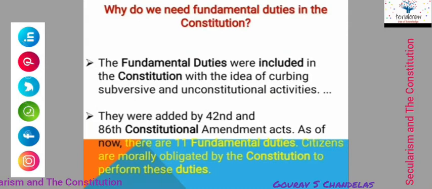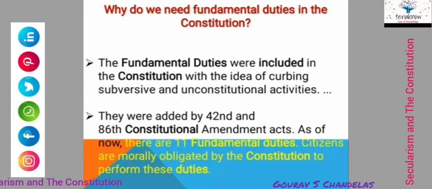Now, the very first question that rises in our mind: why do we need fundamental duties in the Constitution? I've already explained in the beginning of the lecture. The fundamental duties were included in the Constitution with the idea of curbing subversive and unconstitutional activities. Understood? If we are performing any anti-national activities which are not in favor of our nation, they should not be there. To curb these activities, there must be fundamental duties. Rights are already there to control all these things, with some limitations, but duties are to curb the unconstitutional activities.